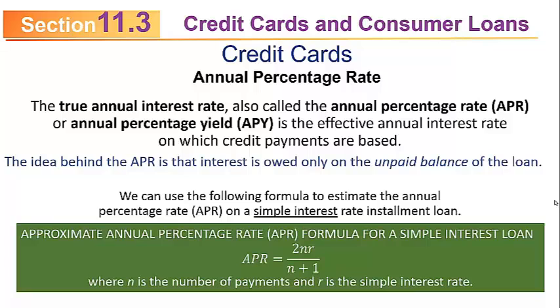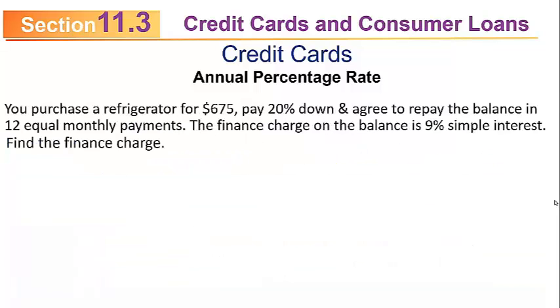We can use the following formula to estimate the annual percentage rate, or APR, on a simple interest installment loan. That formula says that the APR is the quantity 2NR divided by the quantity N plus 1, where N is the number of payments and R is the simple interest rate. For example, you purchase a refrigerator for $675, pay 20% down, and agree to repay the balance in 12 equal monthly payments. The finance charge on the balance is 9% simple interest.